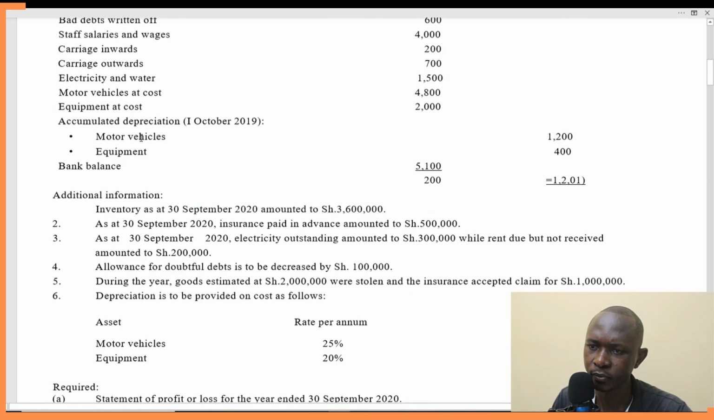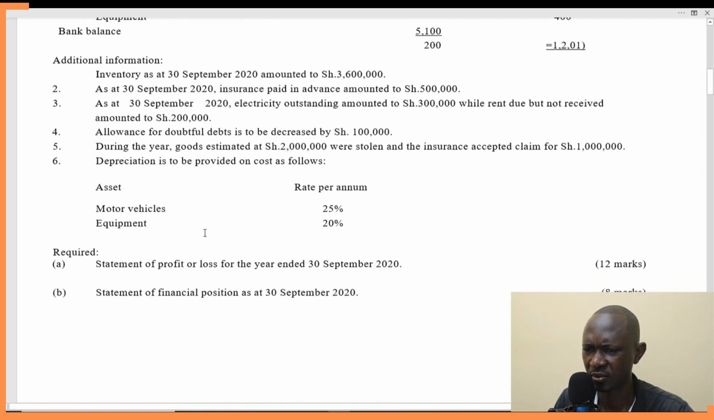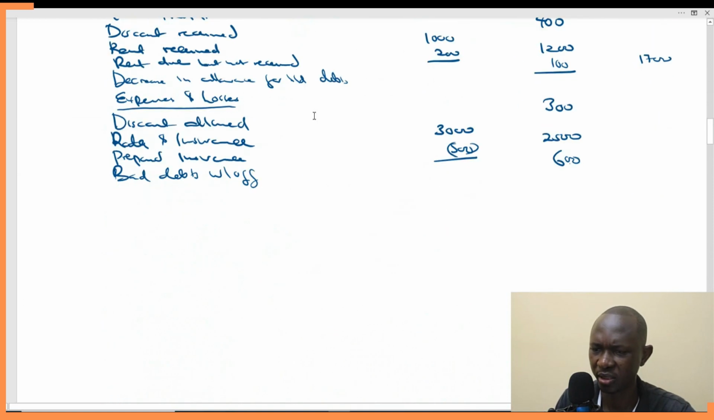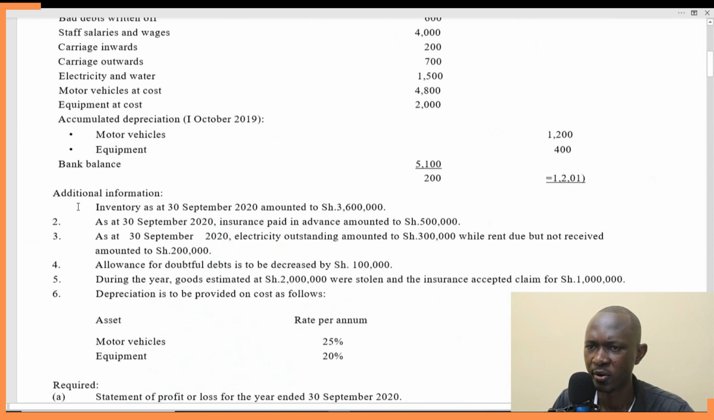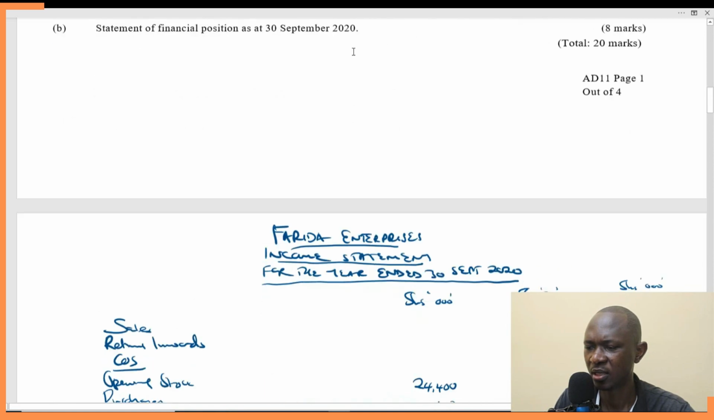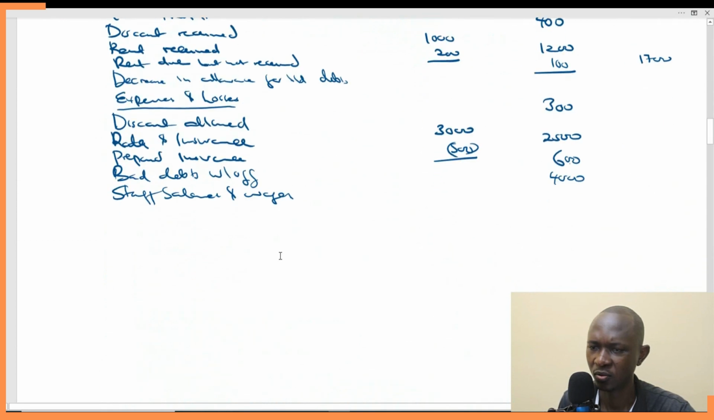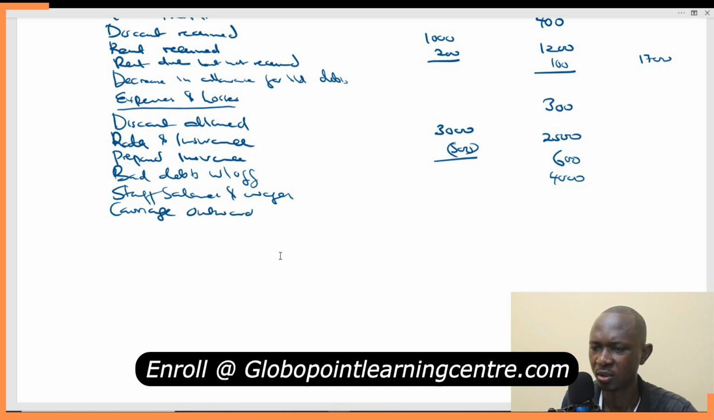Next, staff salaries and wages, 4,000. Was there anything on staff salaries and wages? Nothing. So we pick it as it is. Staff salaries and wages, 4,000. Next, we have carriage inwards. We've already captured that. Carriage outwards, 700. So capture that. Carriage outwards, 700.